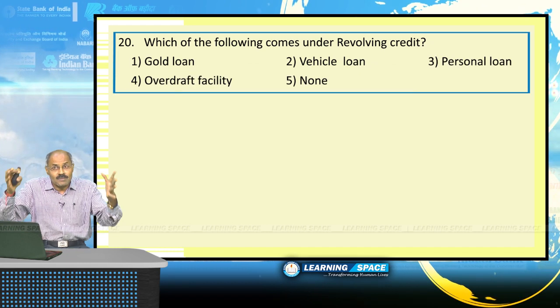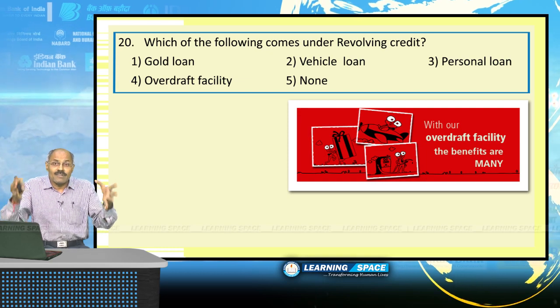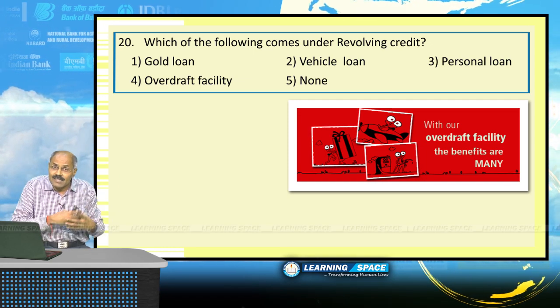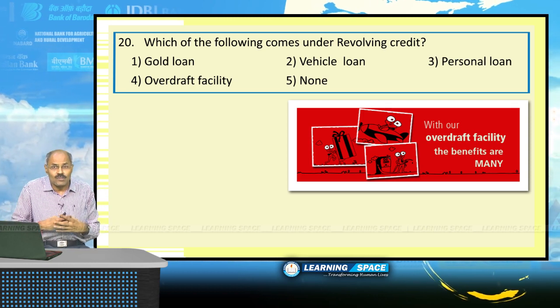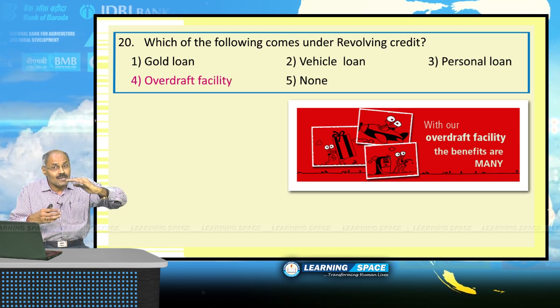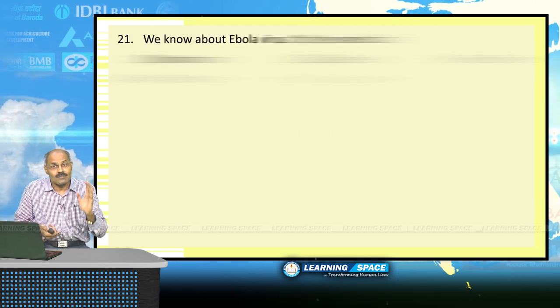Which of the following comes under revolving credit? We have discussed in detail. Overdraft facility is revolving credit. Overdraft facility or cash credit. There is a small difference between these two. We have just now discussed. So, overdraft facility comes under revolving credit. Right, friends? Look into the next one.